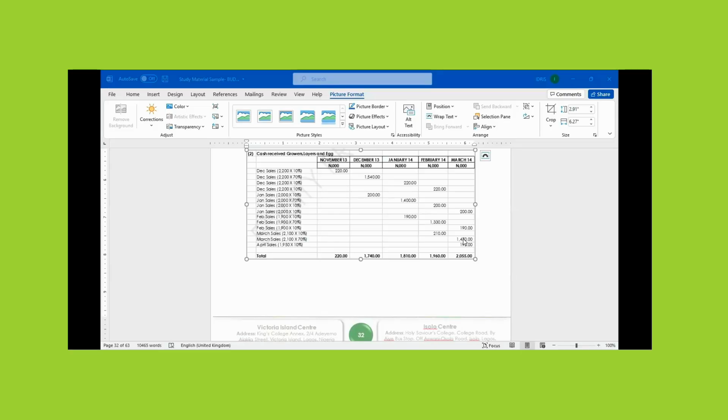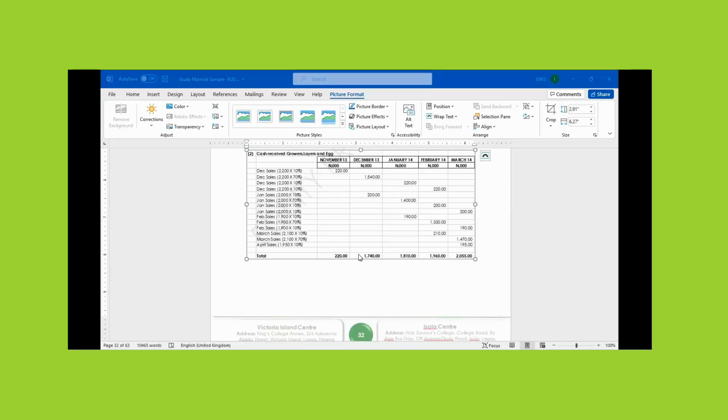So at the end of the day, the total cash from sales we receive in November is 220. Total that we receive in December, 1,740. Total that we receive in January is how much? 1,810. Total of February, 1,960. Total of March, 2,055.